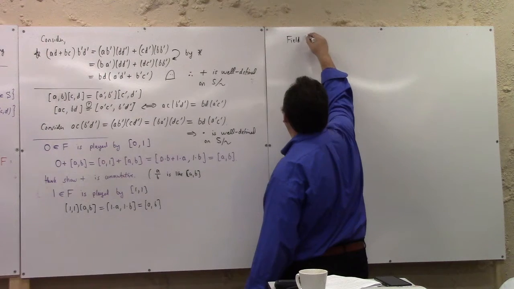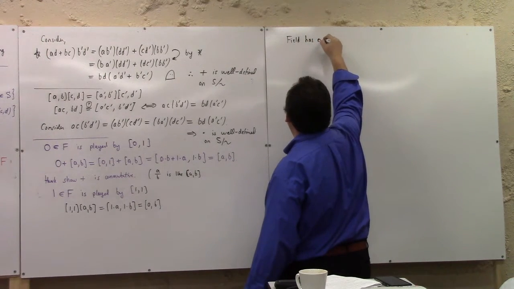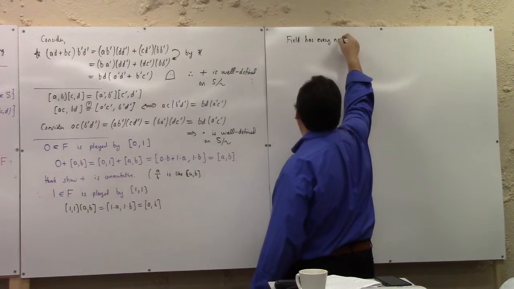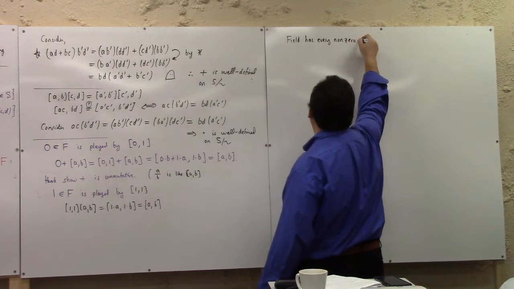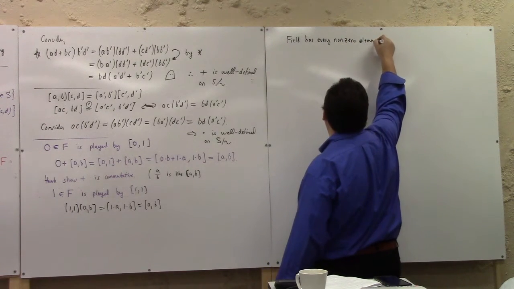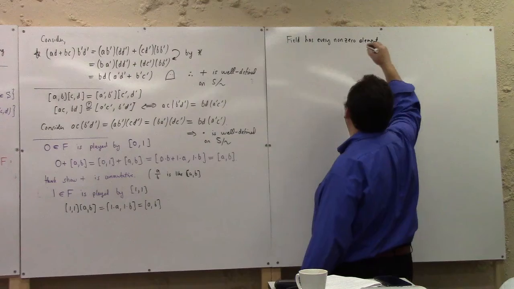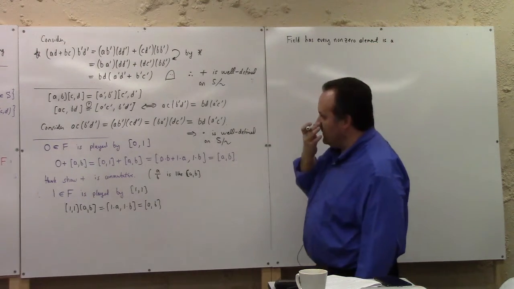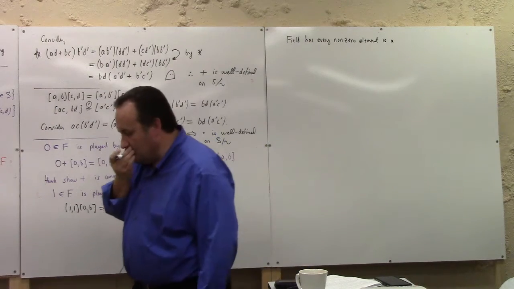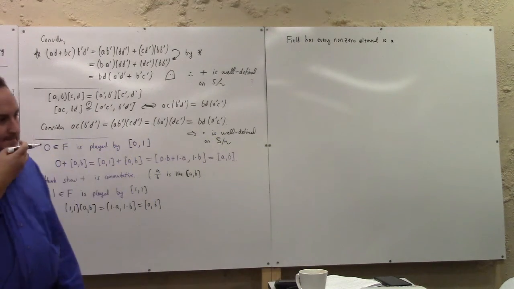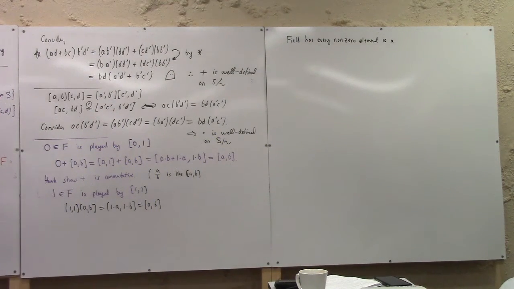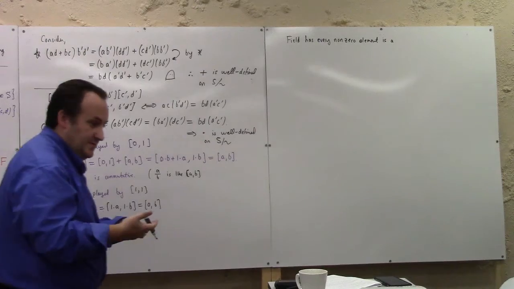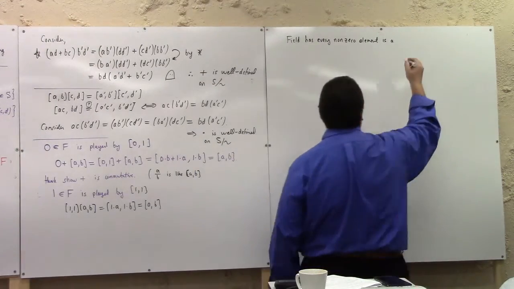Oh, no, we already got that. Every non-zero element is, well, that's not necessarily the case either, as I'll show you in a minute. How about this? Every non-zero element has a multiplicative inverse, right? That's what a field is. Okay. So every non-zero element is a unit.